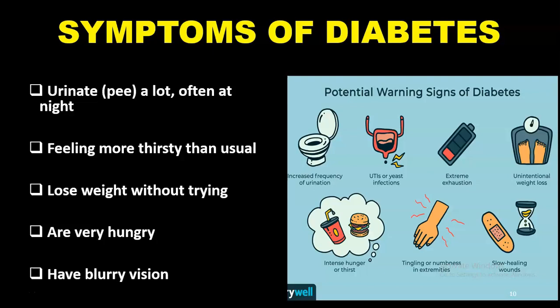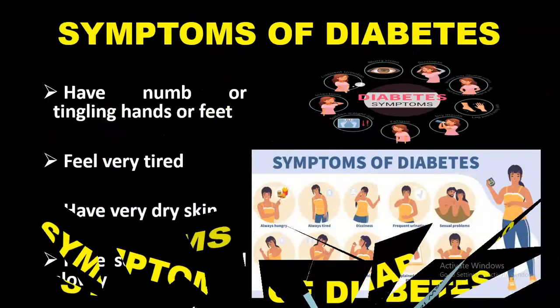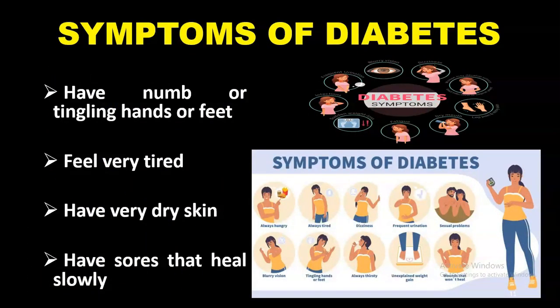So, some of the symptoms of diabetes are: 1. You urinate or pee a lot, often at night. Feeling more thirsty than usual. You lose weight without trying to lose weight. You are very hungry, or you normally get very hungry. You have blurred vision. Have numb or tingling hands or feet. Feel very tired. Have very dry skin. Have sores that heal slowly.